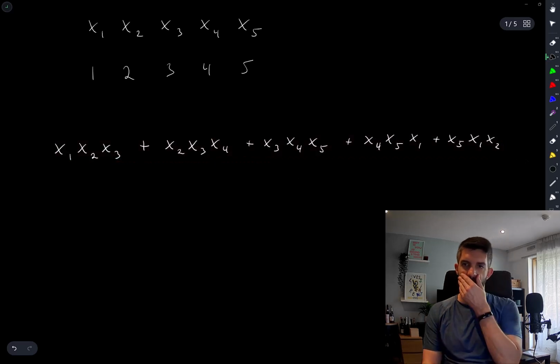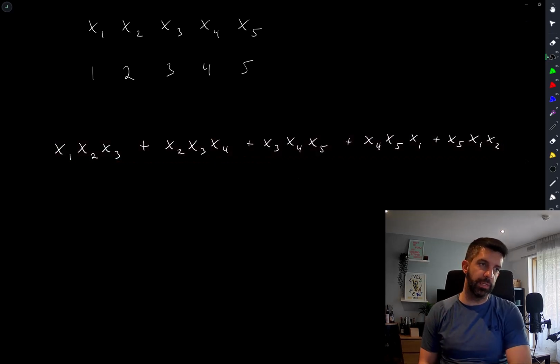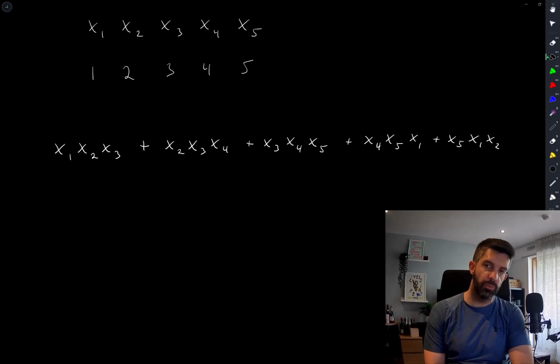So how many permutations are there? There's only 120.